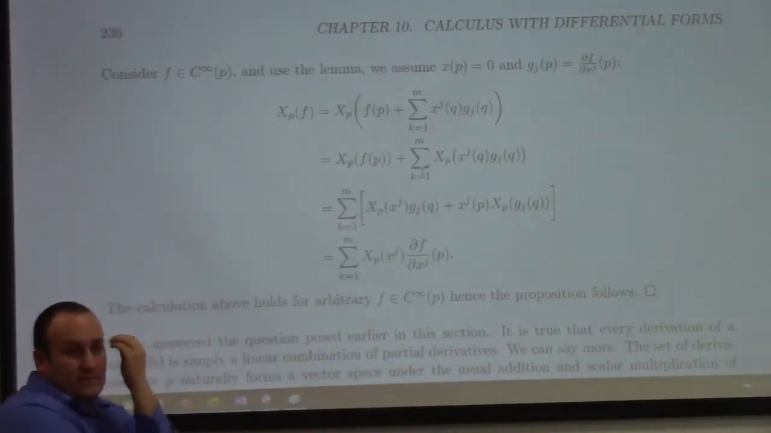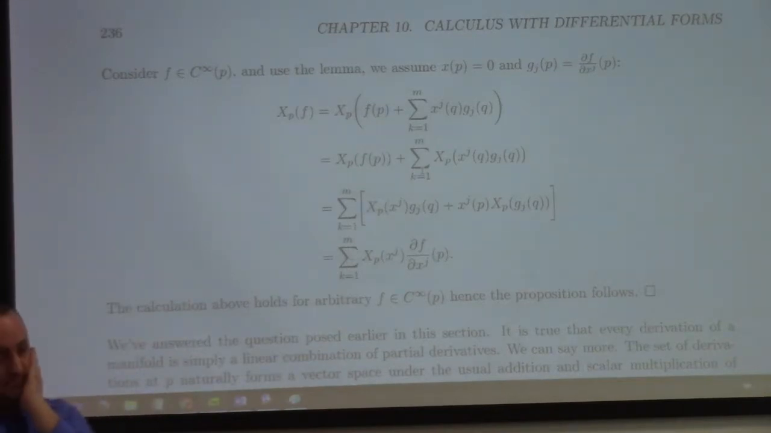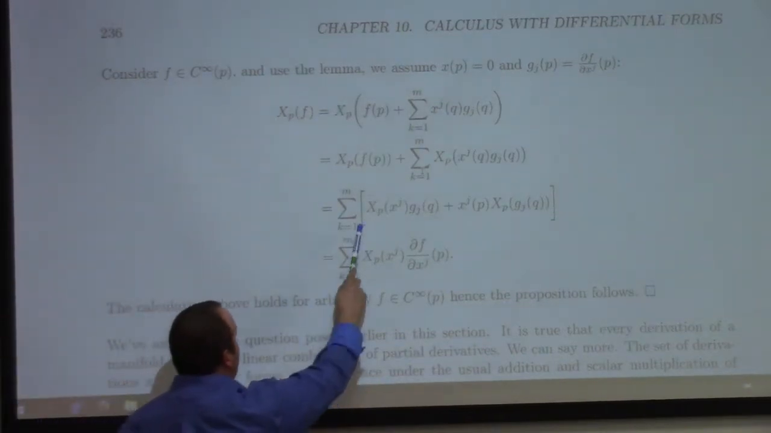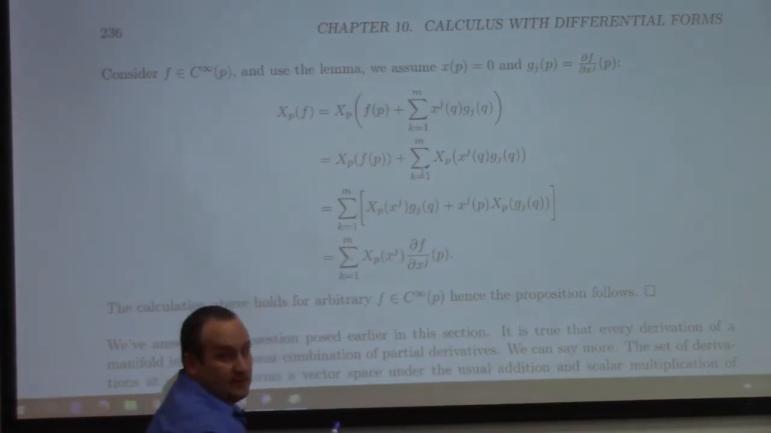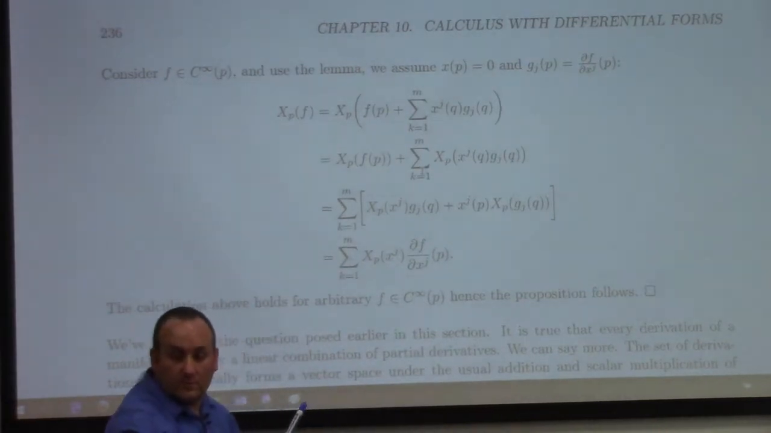Oh, what's f of p? What? It's 0, right? It's a constant. So the derivation acting on a constant is 0, so that we need that lemma right there. That's gone. Now, what's that? Product rule? Yeah, product rule.